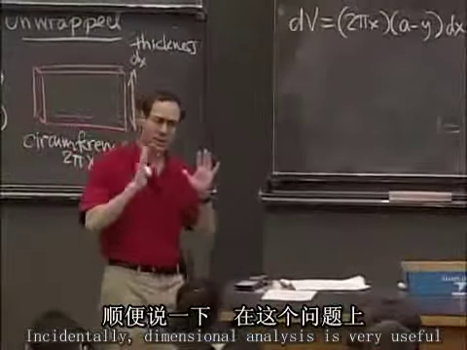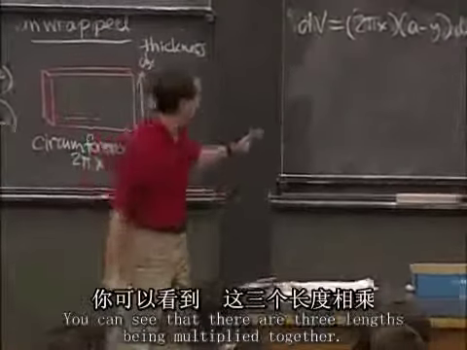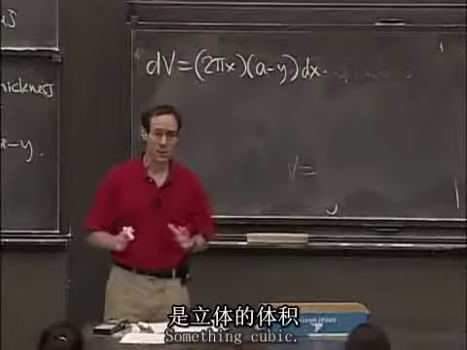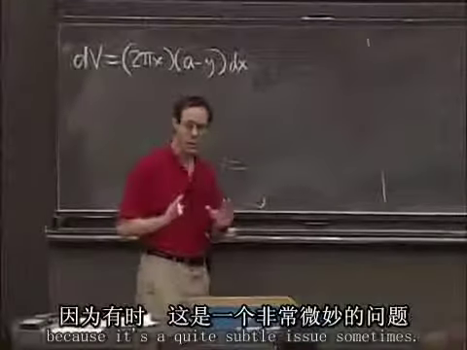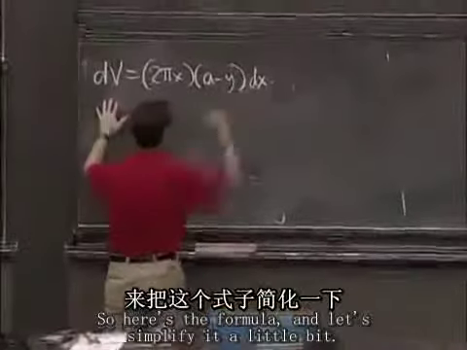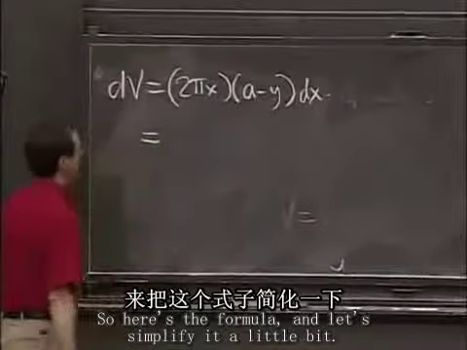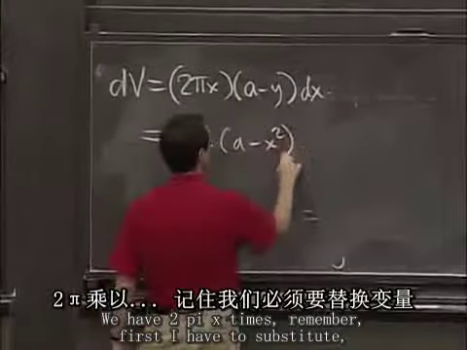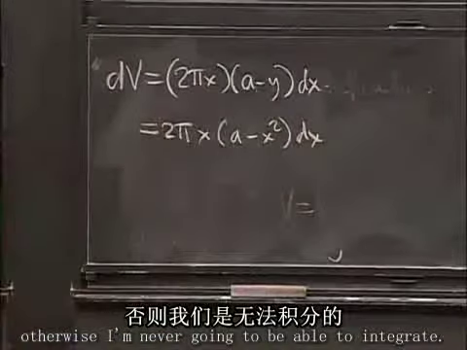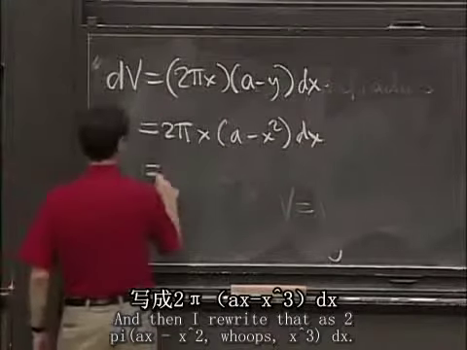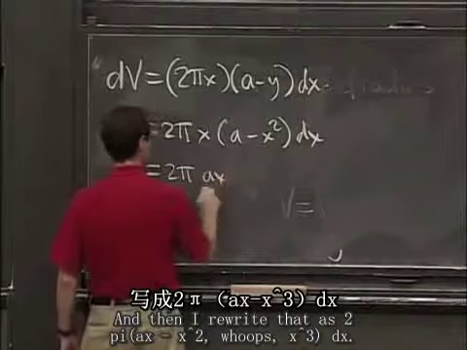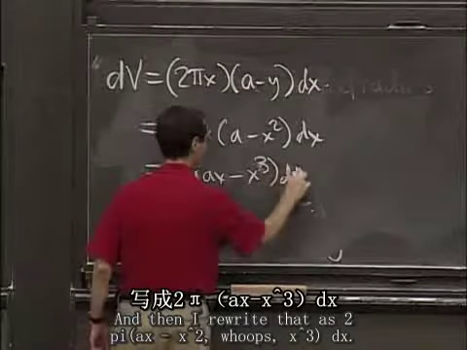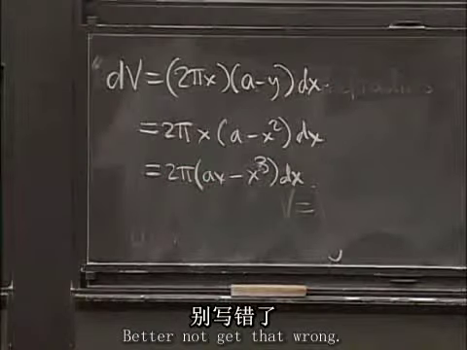Incidentally, dimensional analysis is very useful and important in these problems. You can see that there are 3 lengths being multiplied together, so we'll get a volume in the end, something cubic. And we will be coming back to that because it's quite a subtle issue sometimes. All right, so here's the formula, and let's simplify it a little bit. We have 2 pi x times, remember, first I have to substitute, otherwise I'm never going to be able to integrate. And then I rewrite that as 2 pi times (ax minus x cubed) dx. Better not get that wrong.